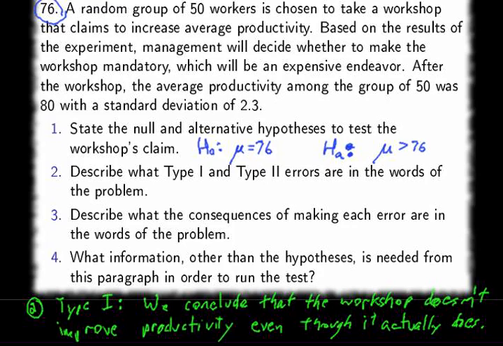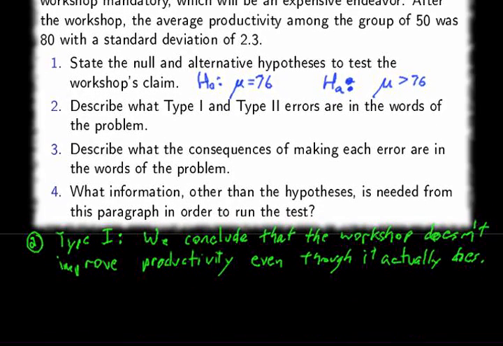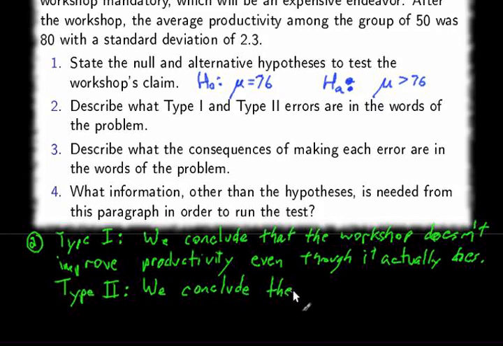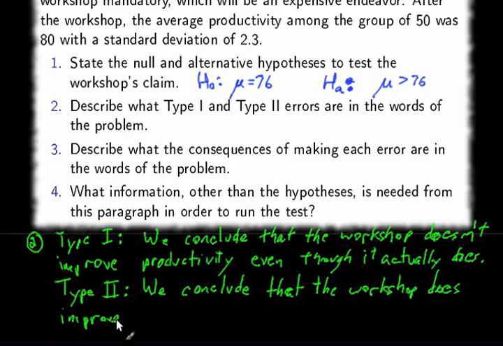It actually does. And a type 2 error is sort of the opposite. Type 2 means we accept the claim even though we shouldn't. We conclude that the workshop is helpful, does improve productivity, even though it really doesn't.